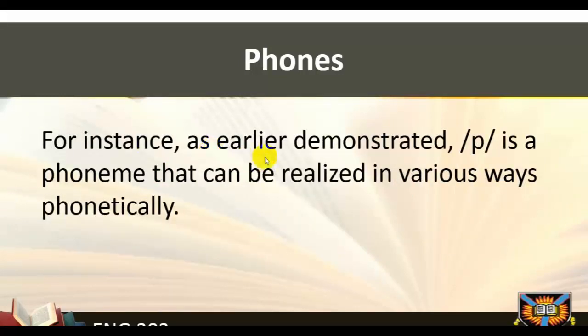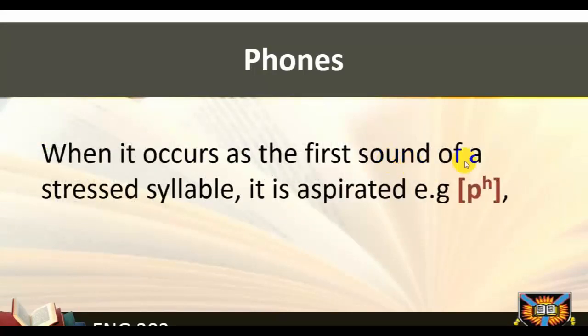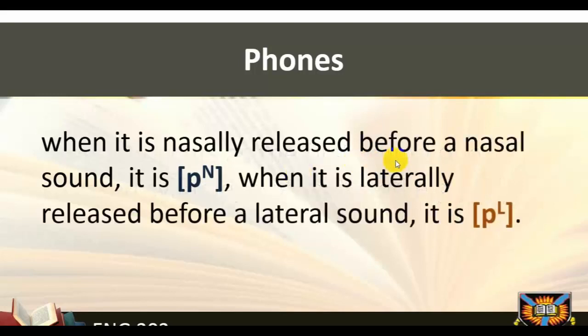For instance, as earlier demonstrated, P is a phoneme that can be realized in various ways phonetically. When it occurs as the first sound of a stressed syllable, it is aspirated, e.g., PH. When it is nasally released before a nasal sound, it is PN. When it is laterally released before a lateral sound, it is PL.